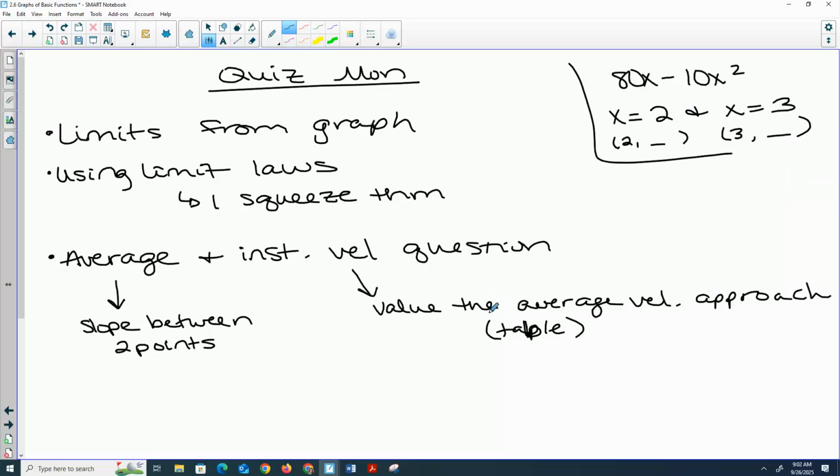As far as the instantaneous, since you couldn't create a whole table without a calculator, I'd probably have a table created for you and say, based on this information, what's the instantaneous velocity? So, any questions about what to expect on this quiz? So like I said, most of it is limit laws, so that's what I have for you.